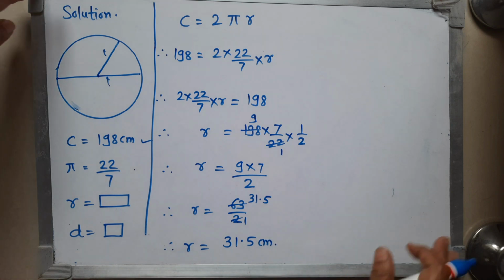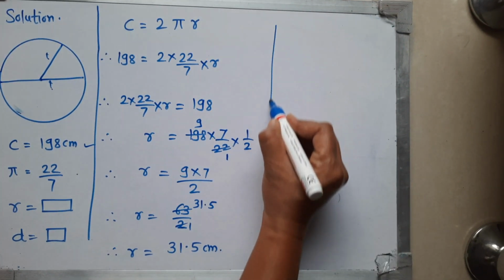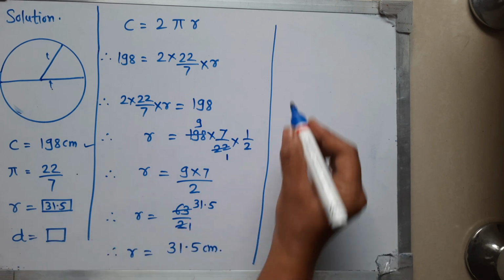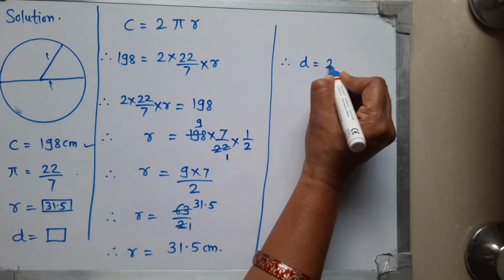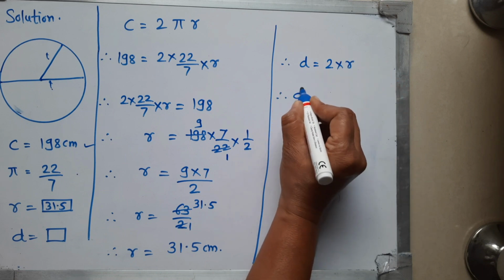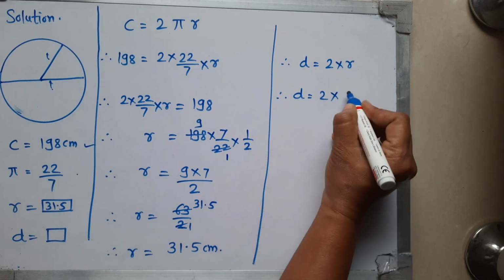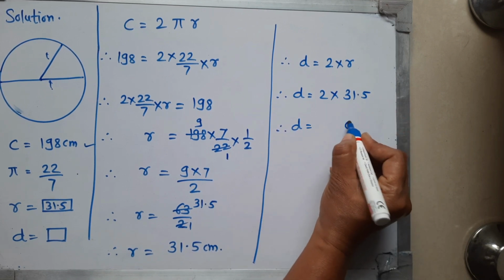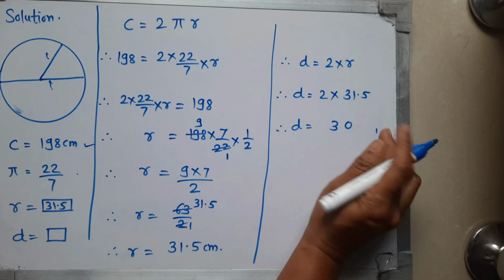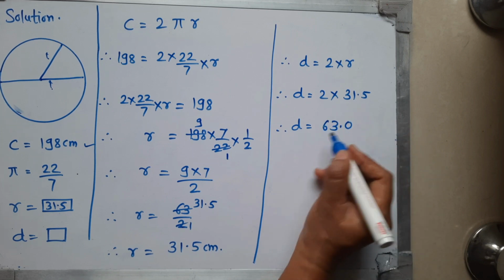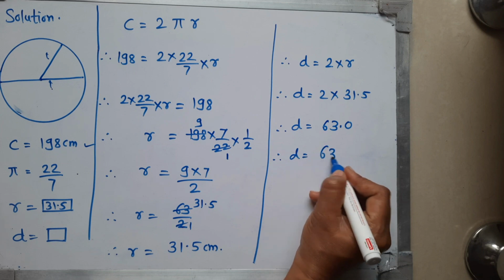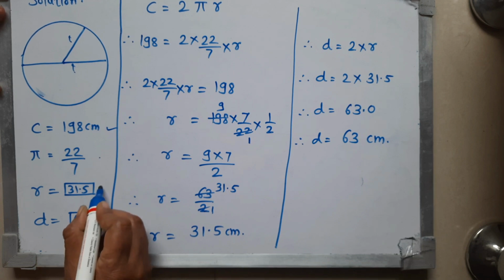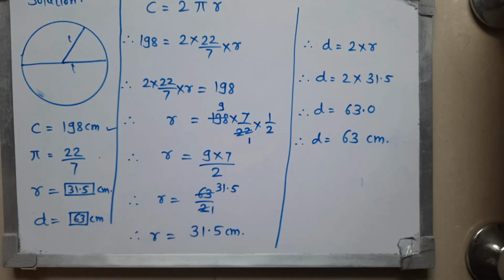We find the radius using the formula of circumference. Next, we find diameter. Diameter is equal to 2 into r. D is equal to 2 into 31.5. D is equal to 63.0 centimeter. D is equal to 63 centimeter. In this way, we find radius and diameter when given circumference of circle.